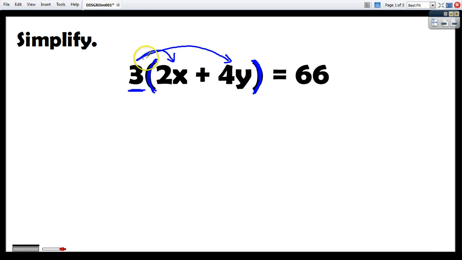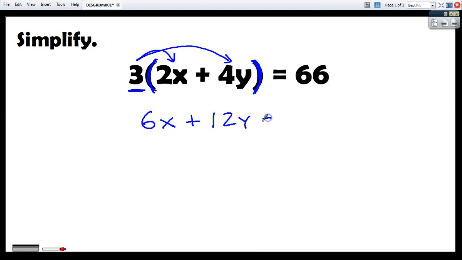So in this case, 3 bags, each with 2x in them. Well, 2x and then another 2x and another 2x, or 3 times 2x is 6x. Plus, now once again, those same 3 bags, but each bag containing 4y, 3 times 4y would be 12y.